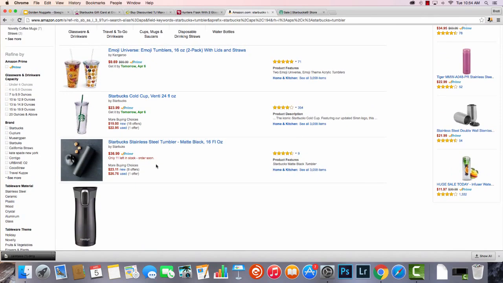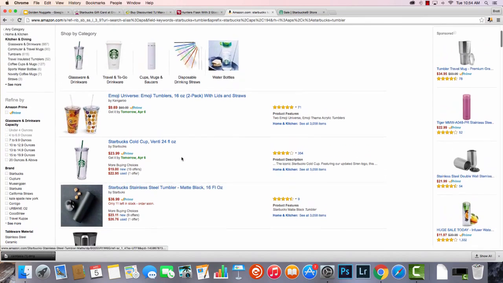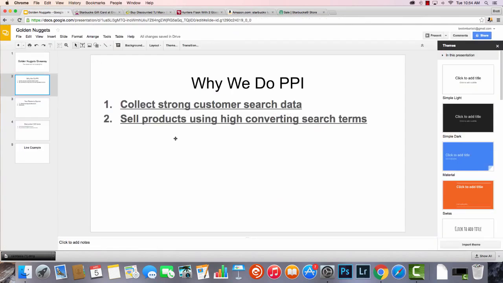Because I can tell you, Starbucks steel tumbler and Starbucks cup are going to be very, very high converting search terms. Again, focusing on our goals. Do you guys understand what we did differently? From TJ Maxx, we were looking just to collect strong customer search data. Our goal wasn't necessarily to sell those right off the bat. It was to see if customers were searching for it. When we looked at Starbucks, our goal was to sell these products using high converting search terms. So we had to make sure the price made sense. We had to make sure that we knew exactly where we were going to position it. And our goal is to sell those products.